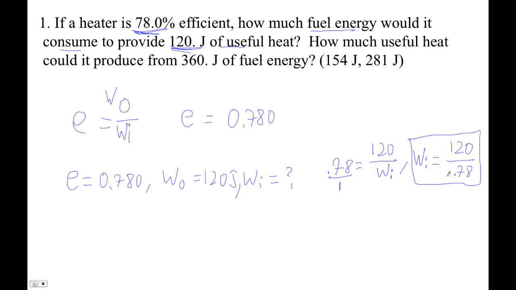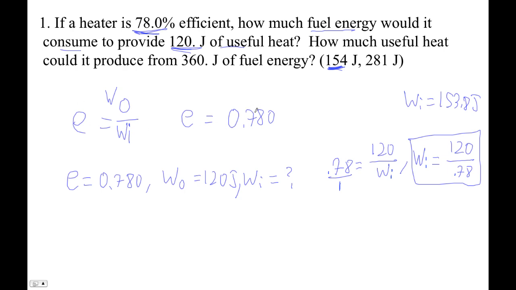Let's see, 120 divided by 0.78 is 153.8, which is about 154 joules, okay? So basically the understanding here is that output is less than input, right? Because some amount of energy is, in the case of a heater, maybe a gas heater, it's got to vent some flue gases, right? So some energy is lost, okay?